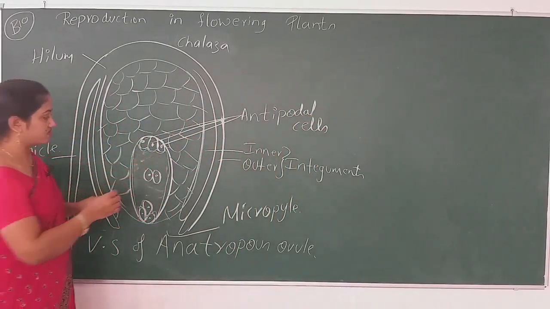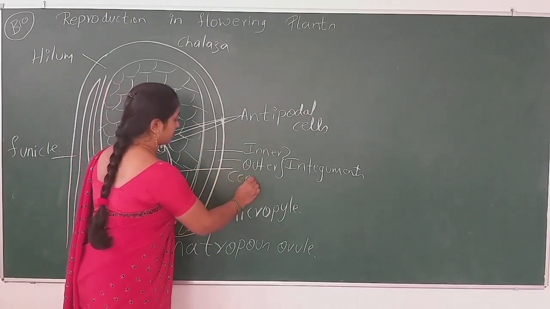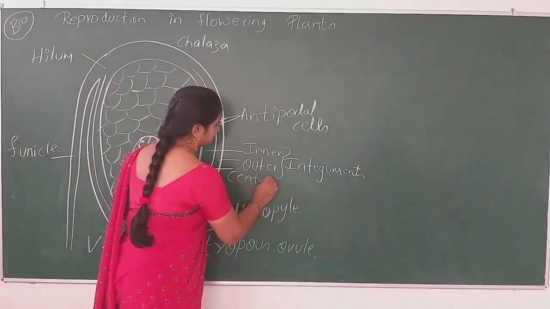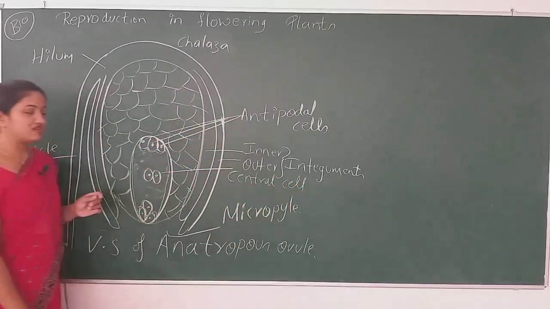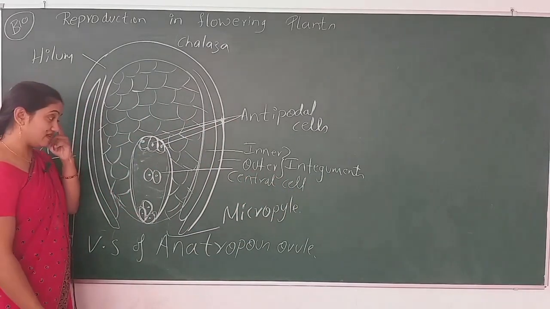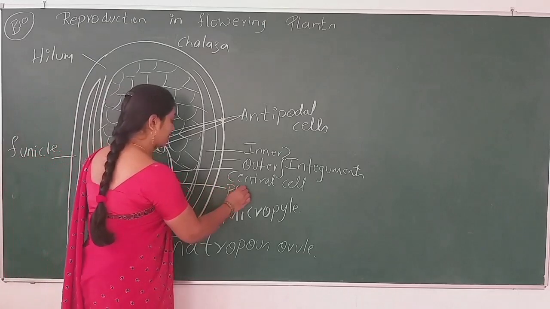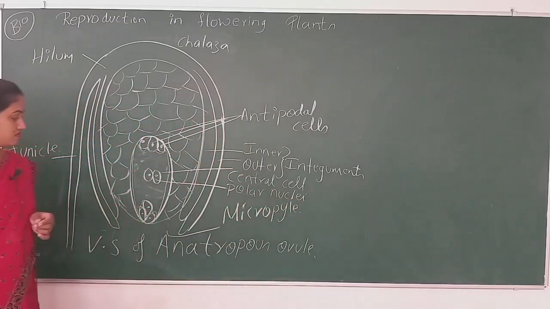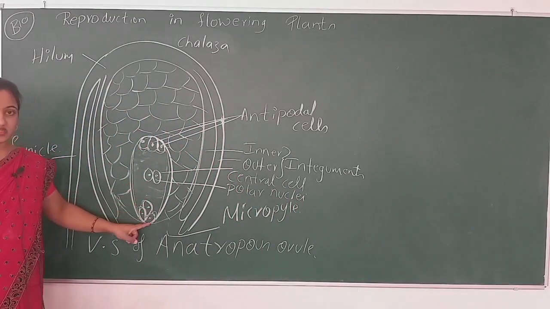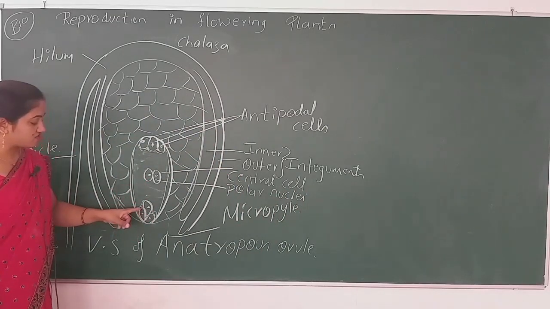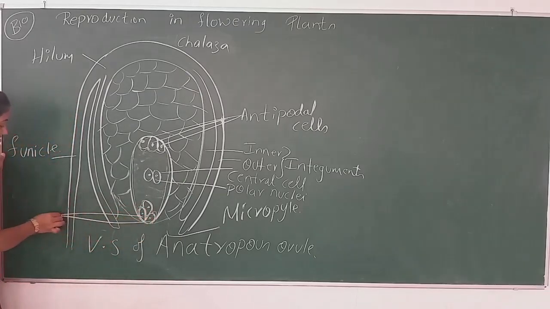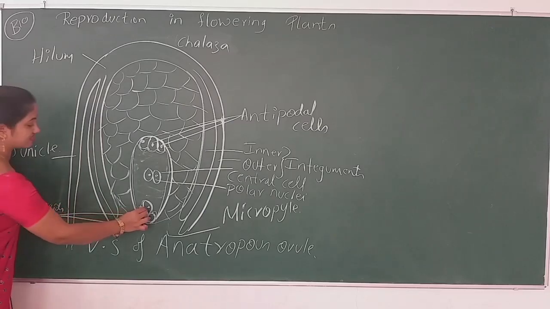In between, the cell present at the middle region or central region is known as the central cell. The nuclei present in the central cell are known as polar nuclei. Okay, and 3 more cells are there, we have to mention that. Out of these 3, these 2 cells are considered as synergids, and 1 cell is there.